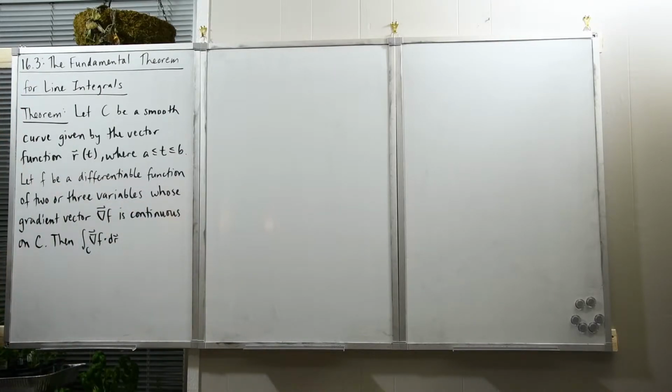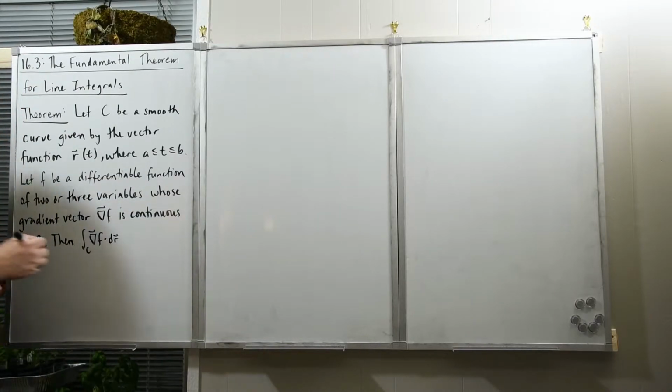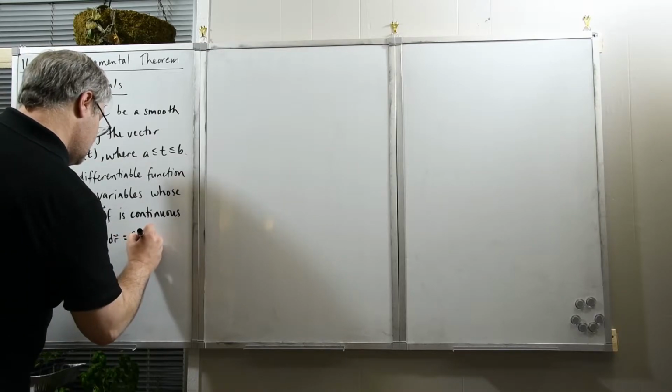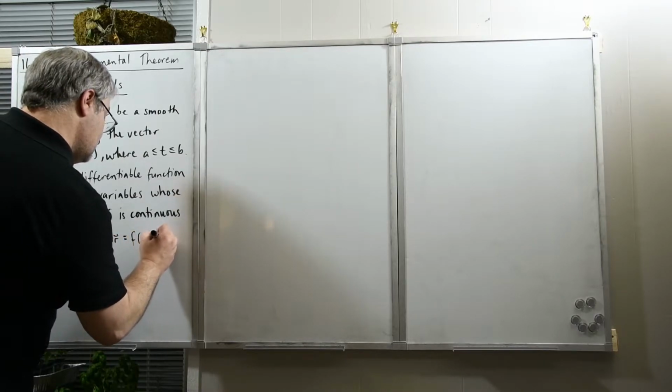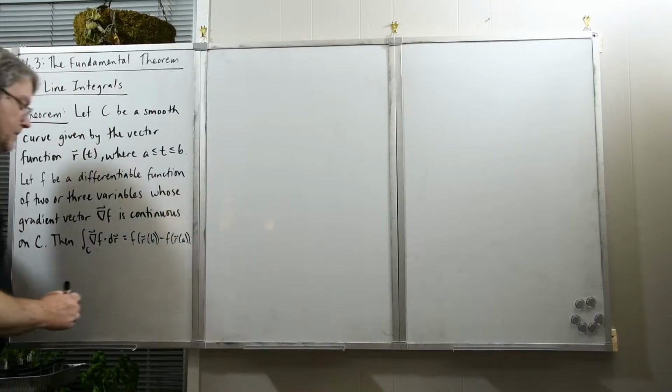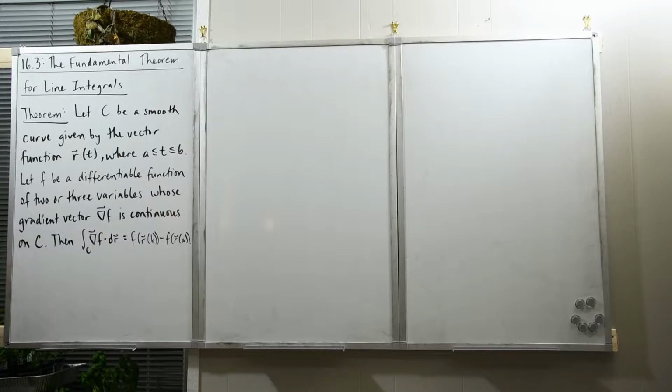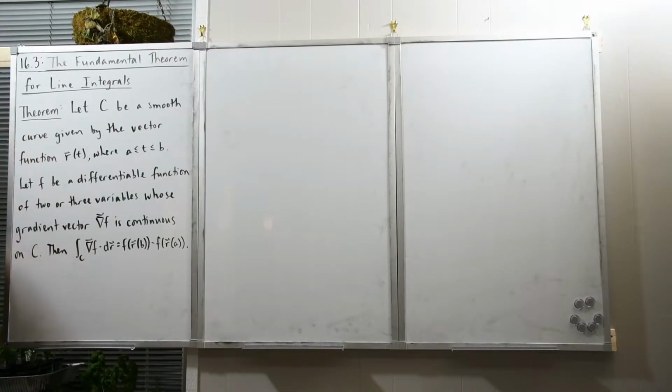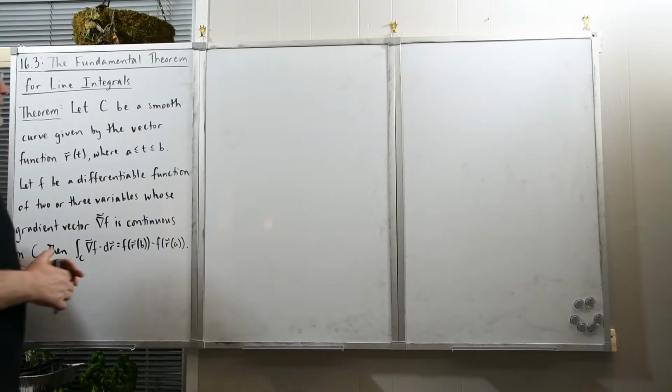And that's going to be equal to f of R of B minus f of R of A. So what we're getting from this is that we can evaluate the line integral of a conservative vector field by knowing the endpoints, or the value of the function at the endpoints of the curve C. So let's take a look at a situation in which we're dealing with a function of 3 variables.